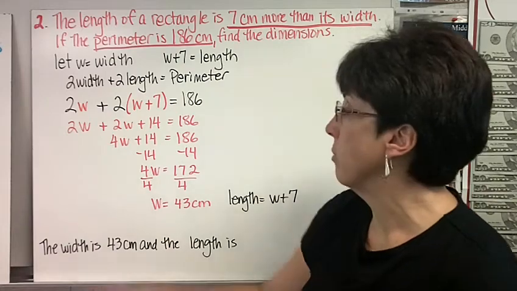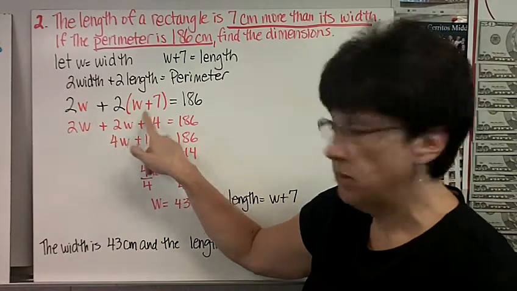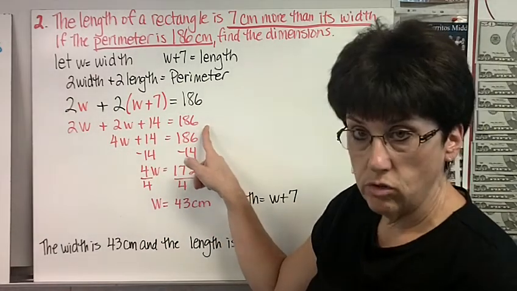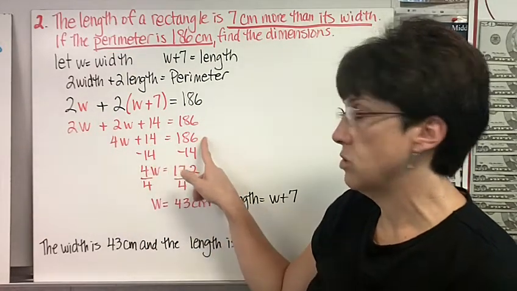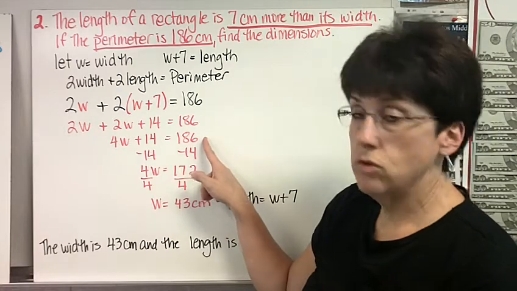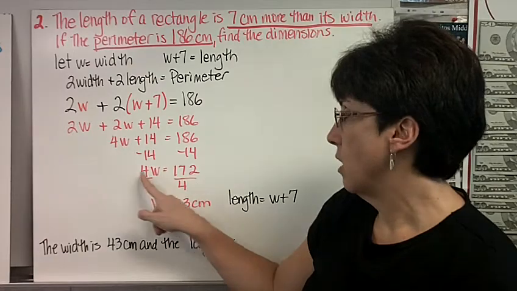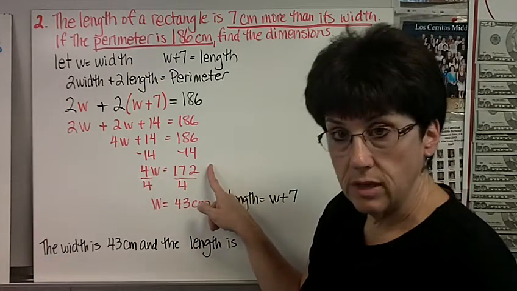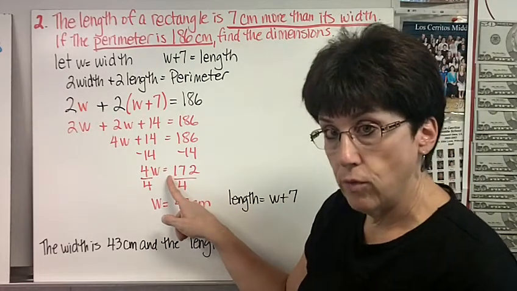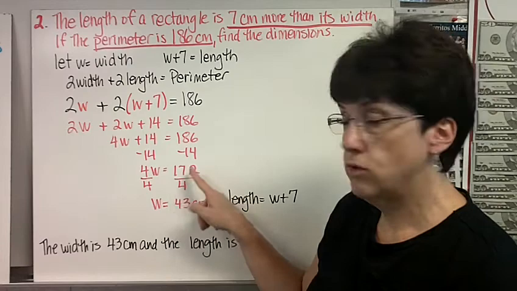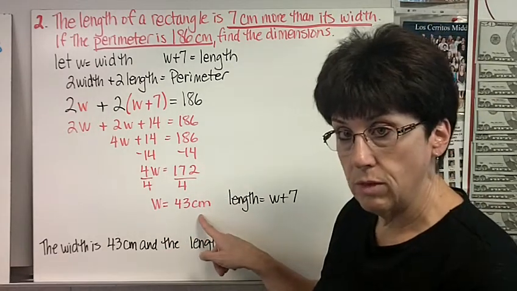Now let's do the distributive property. Carry down the 2W. 2 times W is 2W. 2 times 7 is 14. Carry down the equals 186. Combine our like terms. 4W plus 14 equals 186. Do the inverse operation, so we subtract 14 from both sides. And then we get 4W equals 172. Divide both sides by 4. 4 goes into 17 4 times. With 1 left over, 4 goes into 12 3 times. So W, the width, is 43 centimeters.